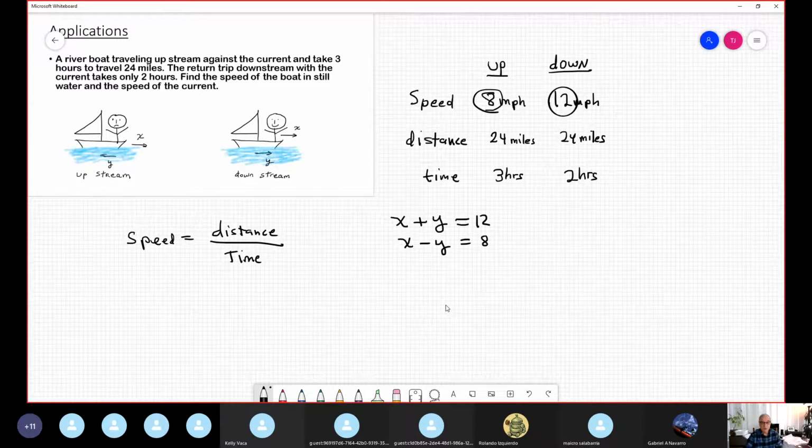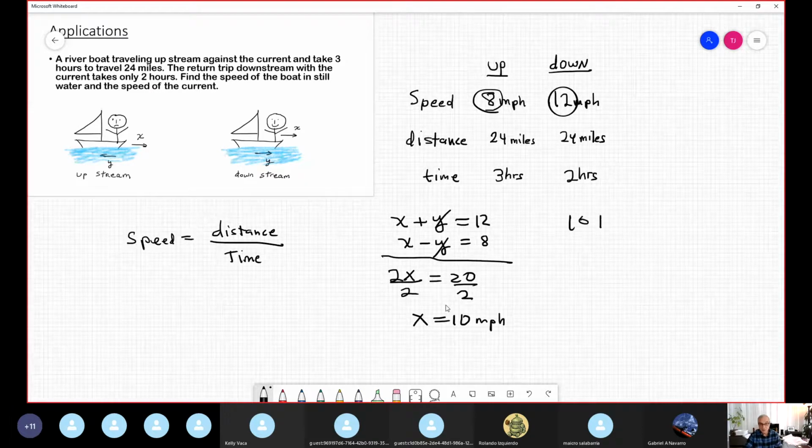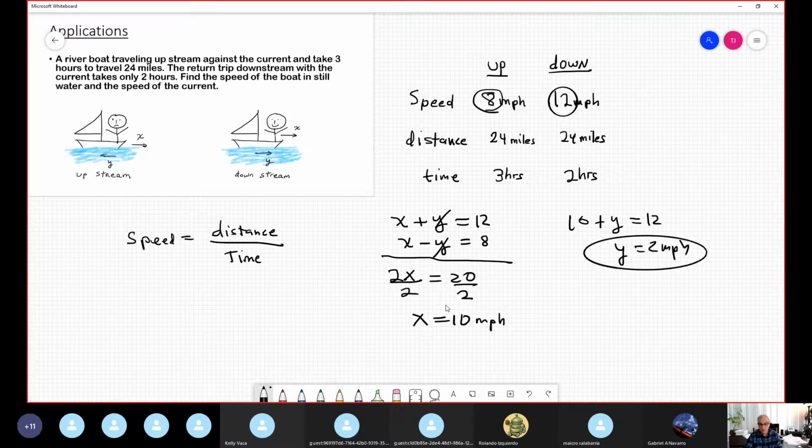Okay, now let's do the algebra part. The algebra is super easy. The 2y cancel out, ready for elimination. 20 divided by 2, x is 10. And remember, 10 represents the speed of the boat in still water, in miles per hour. In order to find the current, you take either equation. Suppose the first one: 10 plus y equals 12. It's obvious that y is 2 miles per hour. End of the story. And it's super easy to check because 10 plus 2 is 12 and 10 minus 2 is 8. End of the story.